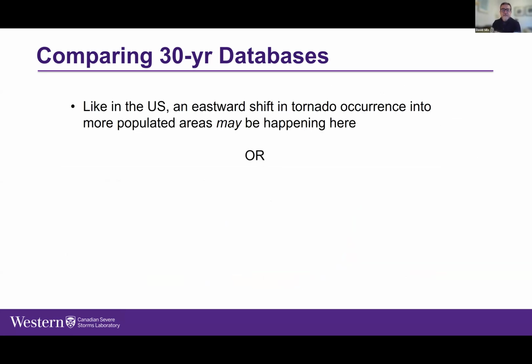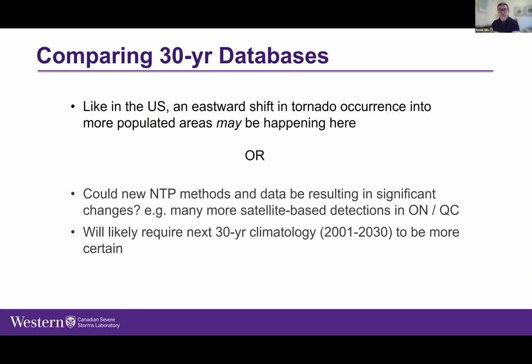But there are studies in the US that say there's this eastward shift in tornado occurrence going on. So that may be happening here, but it also may be a function of how we're doing things. We've got, with NTP, many more satellite-based detections now, and many of those are Ontario and Quebec. So is that affecting the climatology? Is the fact that we're more accurately getting the numbers for Ontario and Quebec making it look like their numbers are getting ahead of those in the prairies? That's something we have to keep in mind for sure. And we know that that's a possibility.